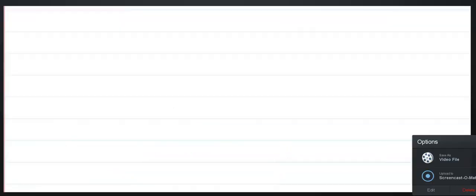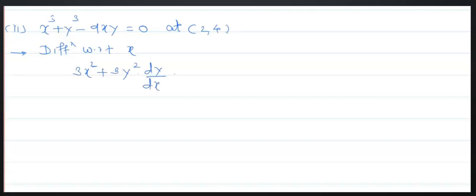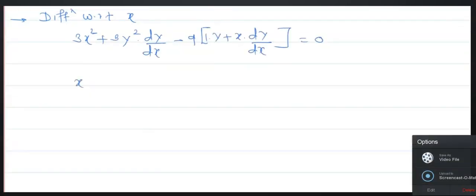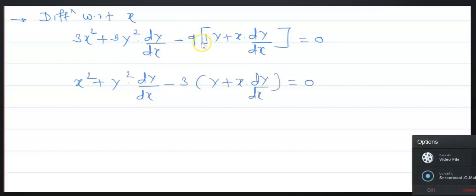Now the next is the second: x cube plus y cube minus 9xy is equals to 0 at the point 2, 4. Now differentiate this. This is the implicit type of function. To find its derivative, we will apply the product rule. Therefore, derivative of x cube is 3x square plus 3y square into dy by dx minus 9. Derivative of x is 1 into y plus x into derivative of y is dy by dx.